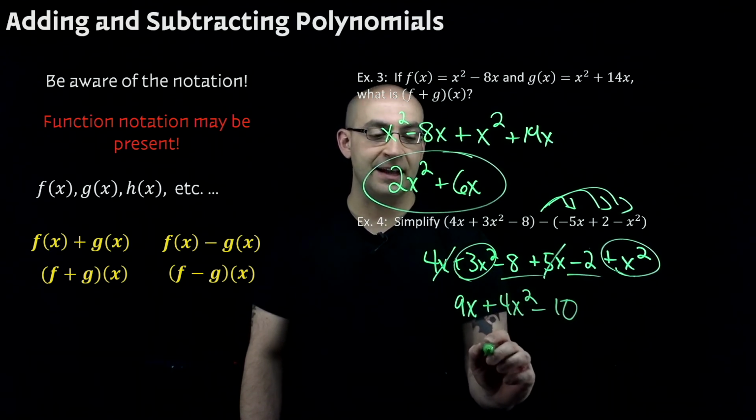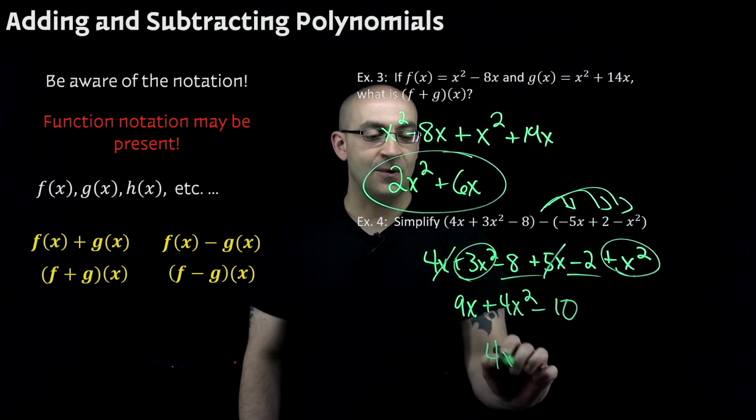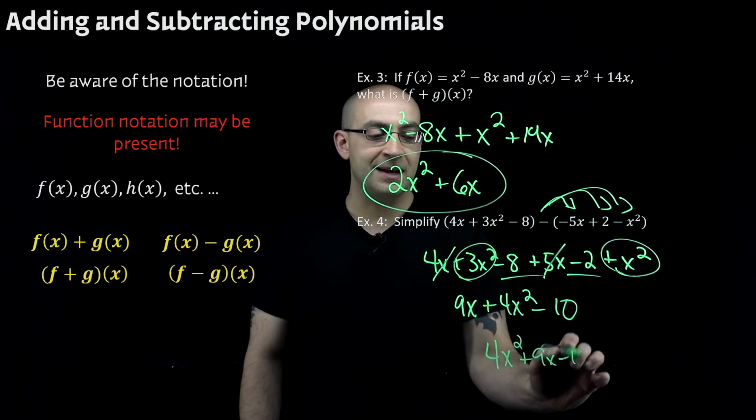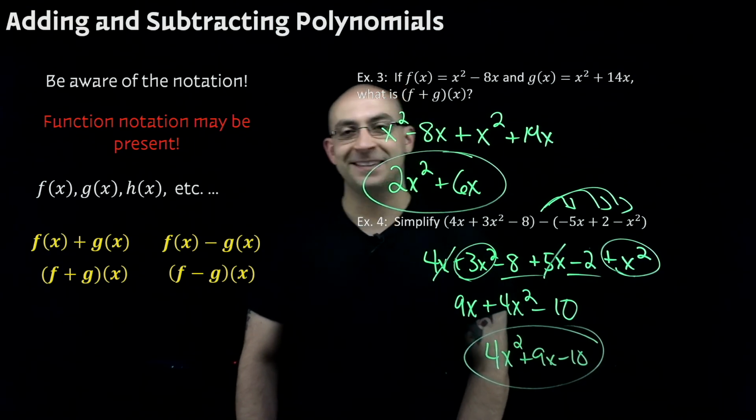We are not in descending exponent order yet, so let's do that. 4x squared plus 9x minus 10. Final answer. Let's finish up.